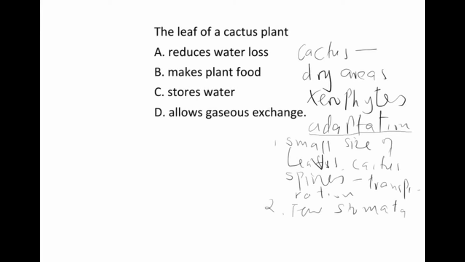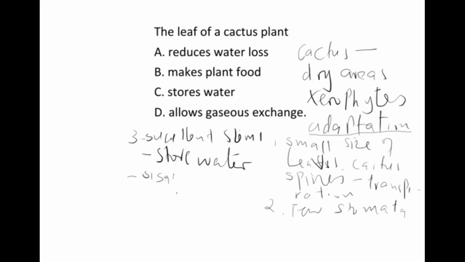Other adaptations of plants like cactus include succulent stems, and these succulent stems enable them to store water so that they can utilize the water during the dry period, e.g. plants like sisal, aloe vera, euphorbia. Those are just examples.